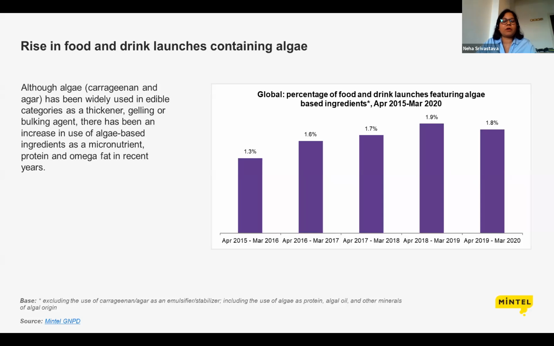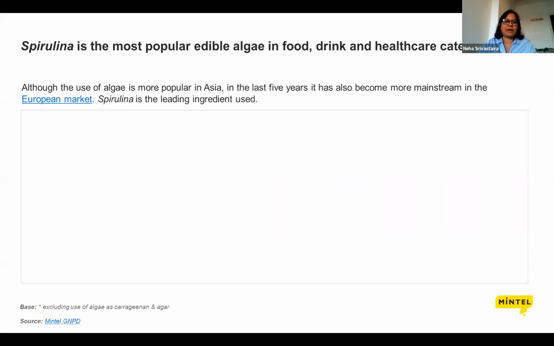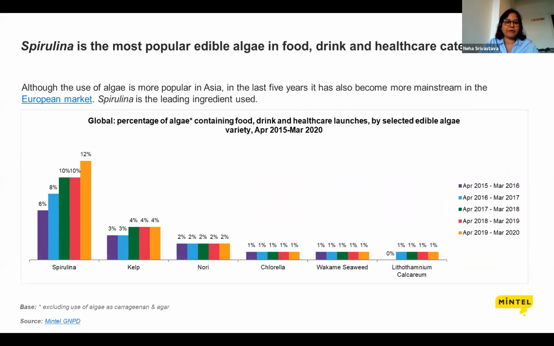So let's see what are the different types of algae which are most popular in the food and drink category. As you can see, spirulina is the most popular algae or microalgae used in the food and drink category, and it is very popular. Apart from that, other macroalgae varieties like kelp, nori, and wakame are also very popular. But spirulina is the most popular one, and another popular microalgae is chlorella.